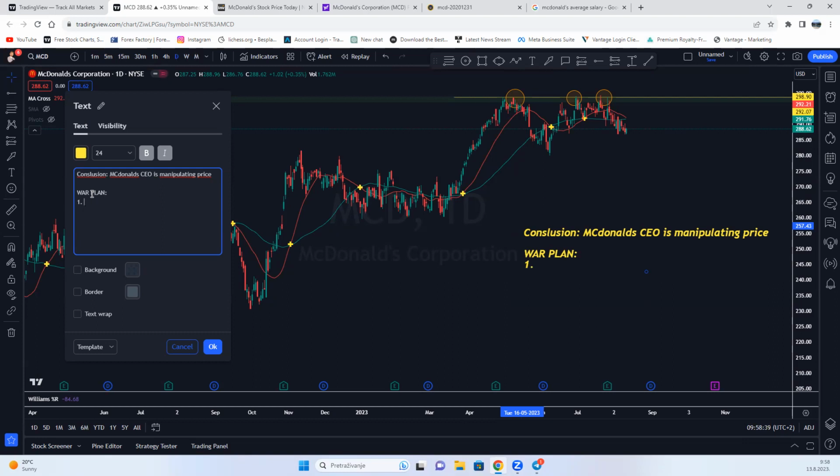Number one, what would you think about it? To short McDonald's stock. What would you like to happen to McDonald's? And what would you like to happen within the world, within the environment of McDonald's? S&P 500 should go down. Okay. Recession. Some kind of recession should happen.